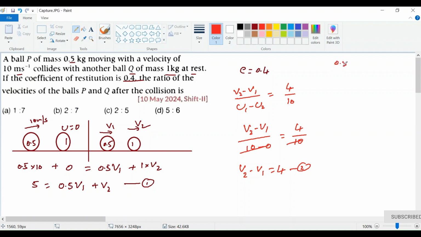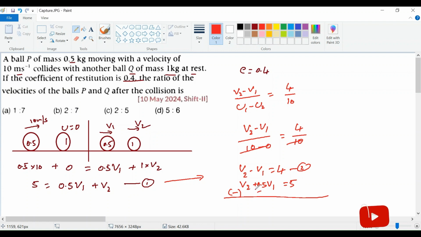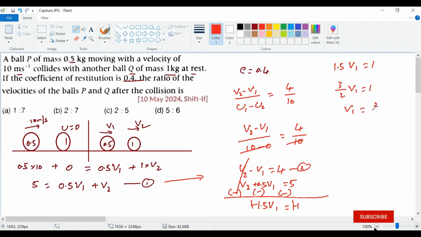First equation is 0.5 V2 plus 0.5 V1 is equal to 5. I'll write it in terms of V2 first. Subtract: minus, minus, minus. These two will cancel. Minus 1, minus 0.5, minus 1.5 V1 is equal to minus 1. Minus minus cancel, so I got 1.5 V1 is equal to 1. 1.5 means 3 by 2, V1 is equal to 1. I will get V1 is equal to 2 by 3.